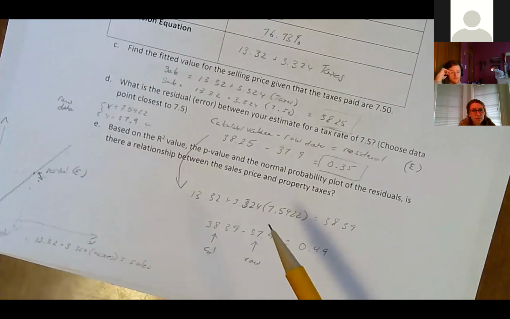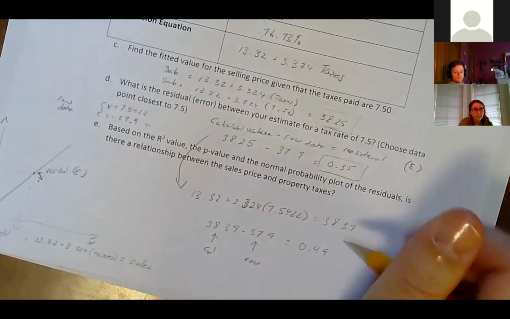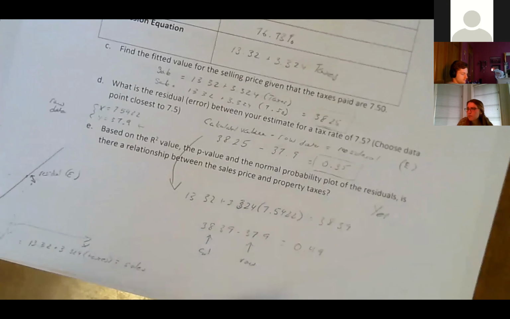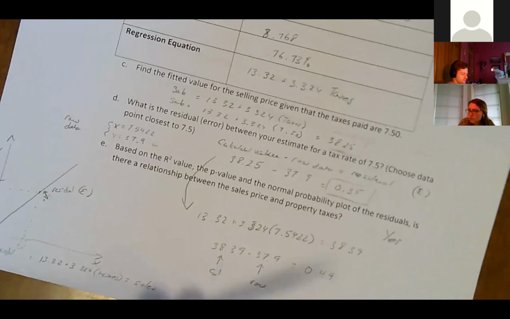So based on the R squared value, the p-value, and the normal probability plots, is there a relationship? Yes, there is. Undoubtedly there is. My p-value was 0. My R squared is decent, 76.73. I'm happy with that. And then my normal probability plot, that pencil test, I only had one outlier. So those three things make me say, yes, conclusively there is a relationship between these variables, which is what you're trying to do with a linear regression in the first place.